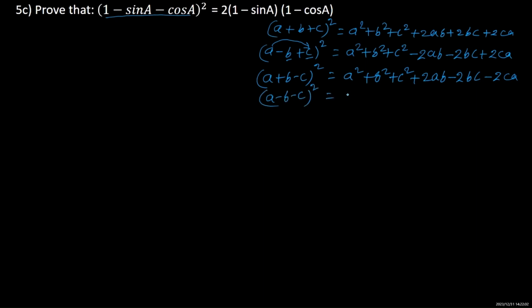This is equal to, all of the square terms are positive only, same as previous. Then we have to write the term with ab. Here a is positive, b is negative, it will be minus 2ab. Then the term with bc. Here b also negative, c also negative, minus into minus becomes plus 2bc. And finally, we have to write the term with ca. Here a is positive, c is negative, so it will be negative, minus 2ca. Here we need the fourth formula.